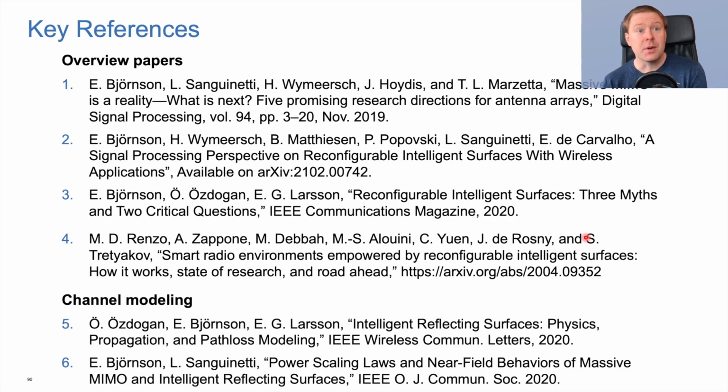So here are some key references that I think are of interest. In terms of overview papers, one of the earliest ones was Massive MIMO is a Reality, What is Next? Five Promising Research Directions for Antenna Arrays. I have a new paper that is providing you with more details on a lot of the mathematics that was presented here. Here are some other papers about myths and two critical questions. Here is a great survey paper by other authors, Smart Radio Environments Empowered by Reconfigurable Intelligent Surfaces. When it comes to channel modeling, I recommend these two papers.